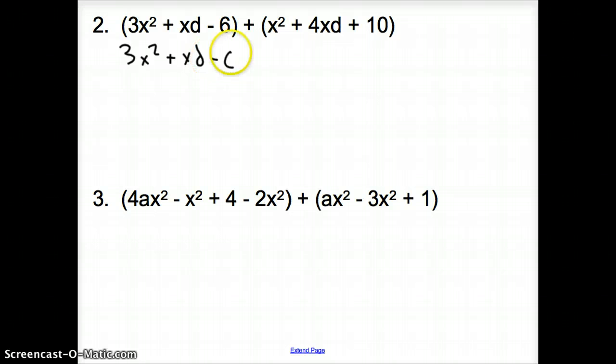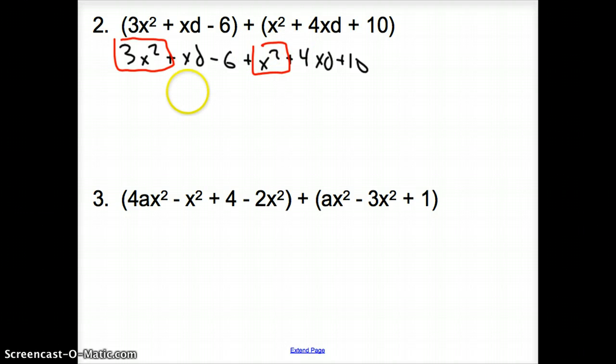So I'm rewriting it. Now we look for any like terms. Do I have any x squareds? Well, I have 3 there. I have 1 there. Do I have any more? No, I do not. So I have 4x squared.